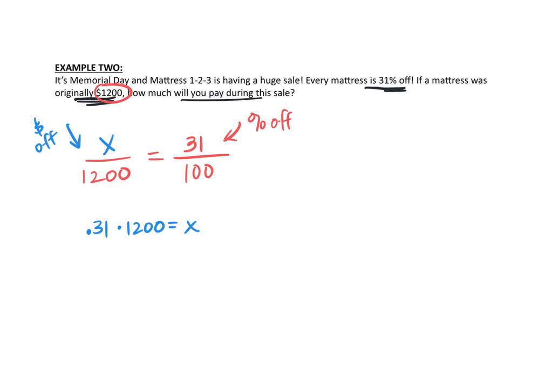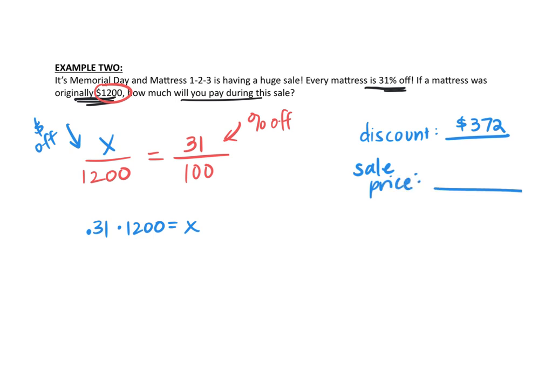Okay, when I solve that, I end up with $372. That's my discount amount. That's the amount of money I get to take off. So let's go write that on the side, $372. I want to know what's the sale price. What am I going to pay for that mattress?